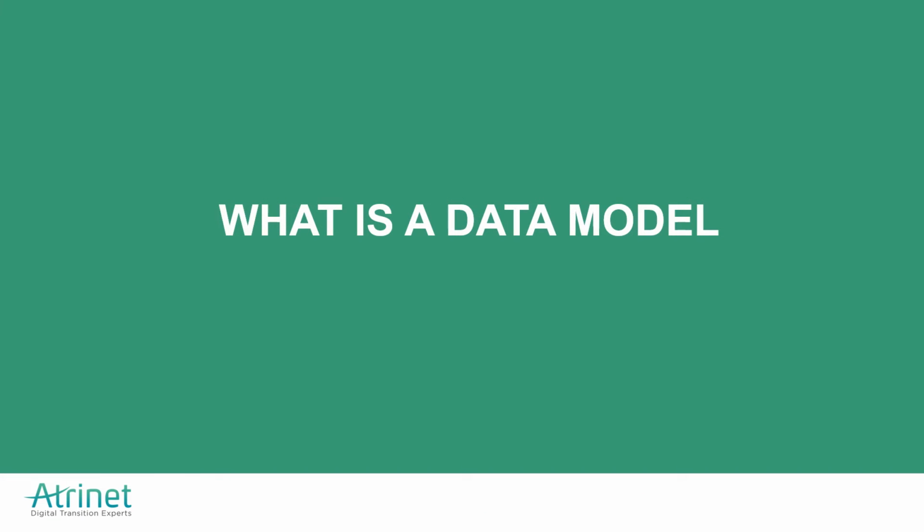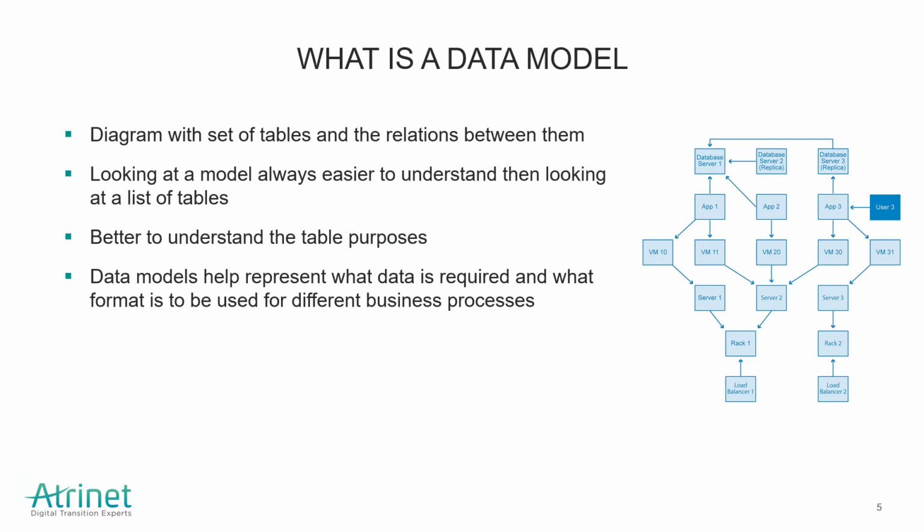What is a data model? A data model is a diagram with a set of tables and the relations between them. Looking at a model is always easier to understand than looking at a list of tables. It is better to understand the table purposes. Data models help represent what data is required and what format is to be used for different business processes.